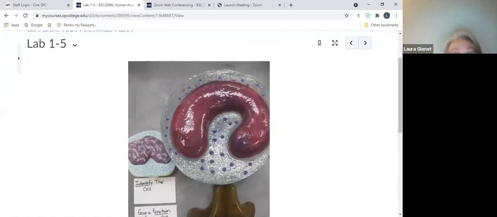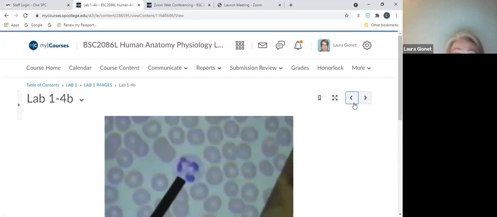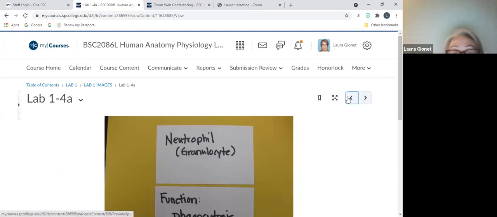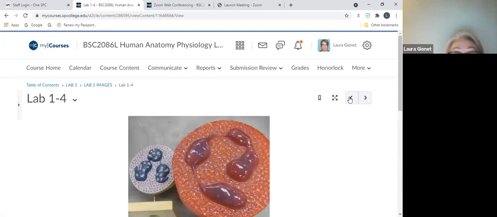Okay, here's the picture of the monocyte. Identify its function, phagocytosis. Is this part of the specific or non-specific immune system? It's non-specific or innate. Remember, most of these questions are going to be multiple choice or true and false. Occasionally, a fill in the blank.